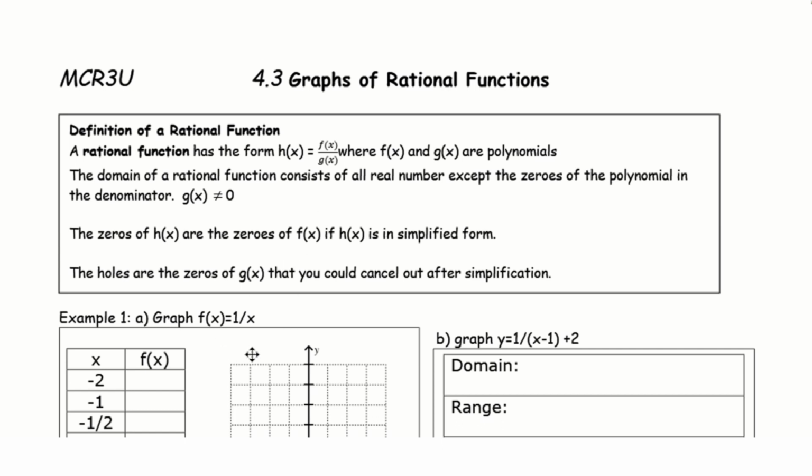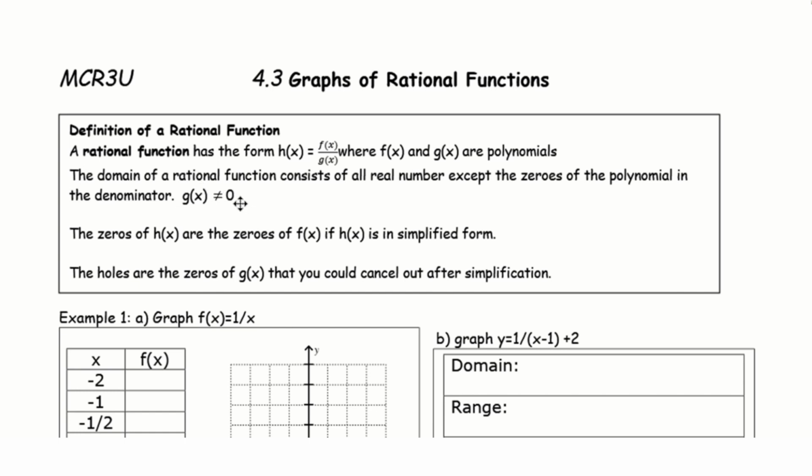In this video, we are going to graph some simple rational functions. A rational function has the form f of x divided by g of x, where both f of x and g of x are polynomials. So the domain of this one is that the denominator couldn't be 0. So g of x couldn't be 0.